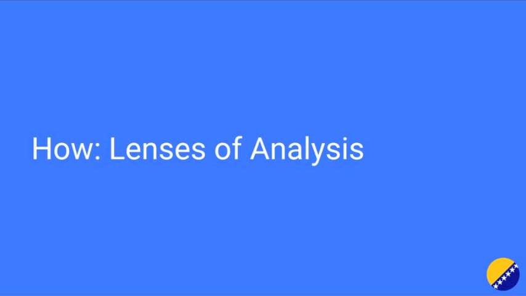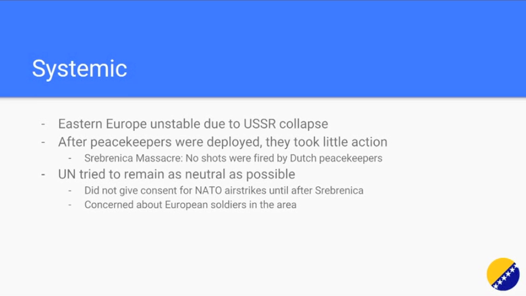And we're going to be looking at that through the lenses of analysis, all three. Systemically, Eastern Europe was really unstable at the time due to the very recent USSR collapse. So all the countries were kind of shaky, especially as Yugoslavia, as we can see it already, was falling apart. And after the peacekeepers were deployed, although they were deployed, they took quite little action. The Srebrenica massacre, for example, no shots were fired by the Dutch peacekeepers that had been guarding the area.